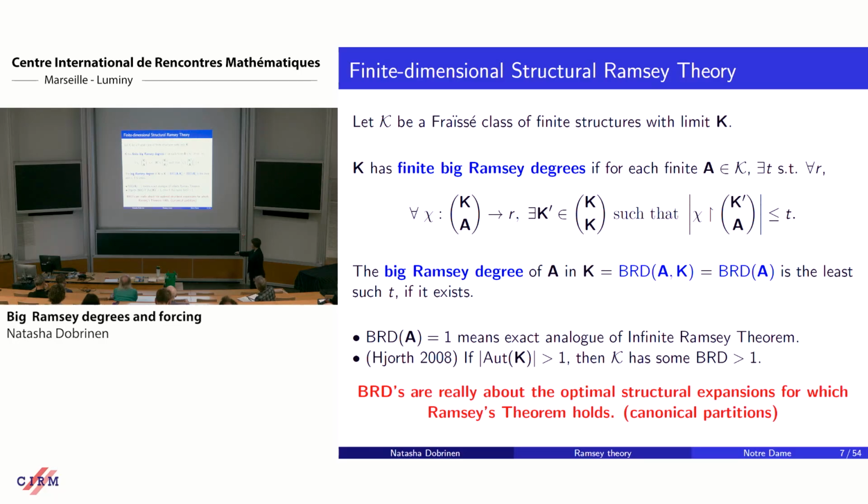Okay? And at this stage in our collective investigation of this area, we know that the Big Ramsey degrees are really about the optimal structural expansion of K, so that in that expansion you have a direct analog of Ramsey's infinite theorem. Okay? So you're looking for some structural expansion with finitely many extra relations so that you get a direct analog of Ramsey's theorem.